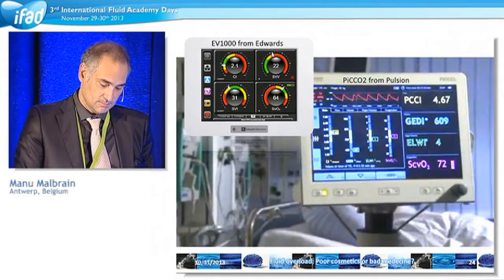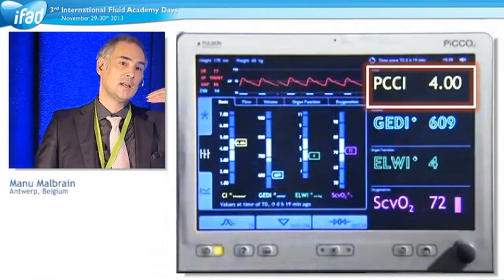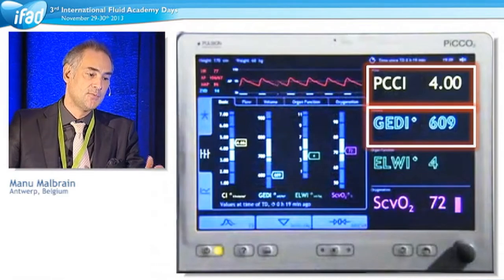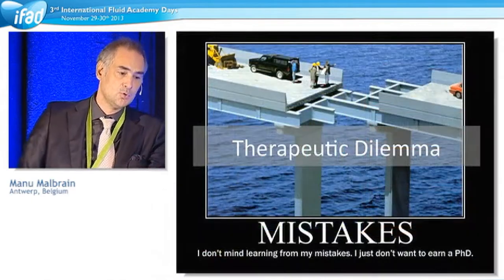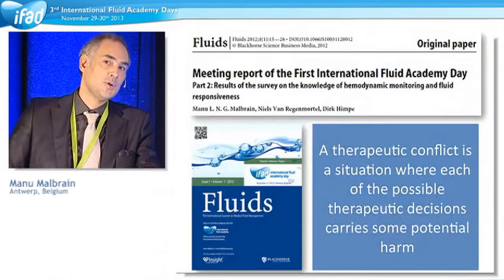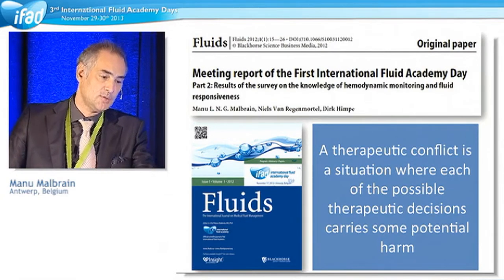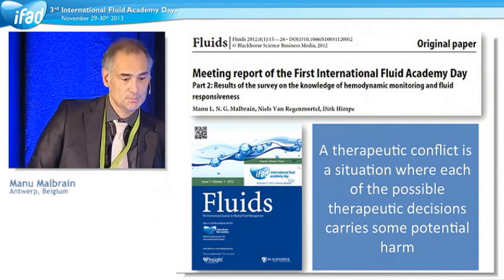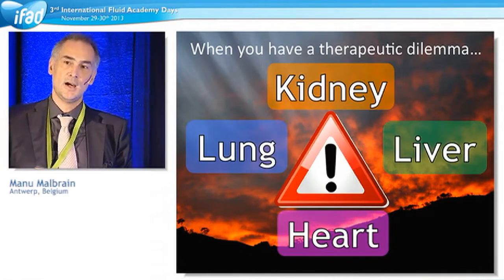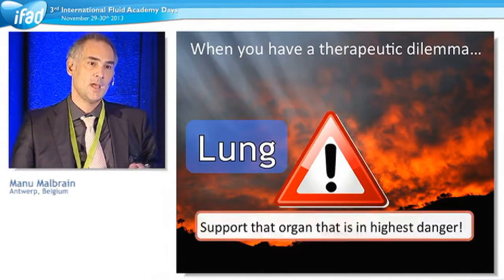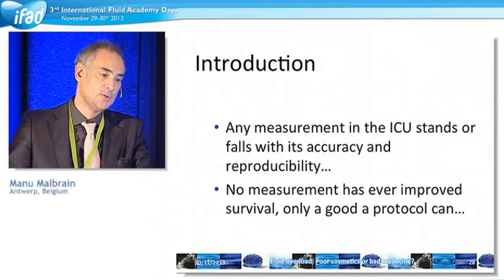These are some modern monitoring devices. You see the EV1000 and the PiCCO device. And beyond cardiac output, these devices offer other parameters like global end-diastolic volume, extravascular lung water, and ScvO2. So whenever we are confronted with a therapeutic dilemma or a conflict, which is a situation where each of the possible therapeutic decisions carries some possible harm, we must always support the organ that carries the highest danger for killing our patients. And for the purpose of my talk, I will focus on saving the lungs and avoiding fluid overload.